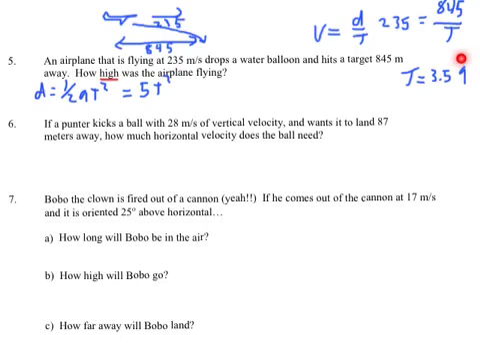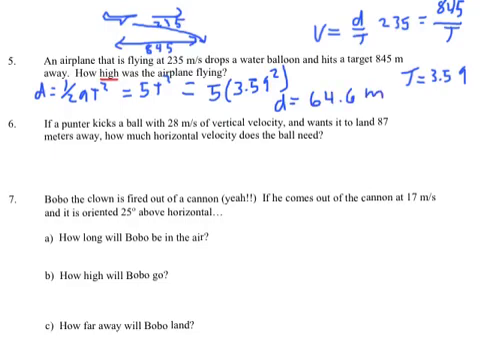I then take this time value, as I do in most of these ballistics problems, and put it over here. So what I end up with is the distance is actually going to equal 5 times 3.59 squared, and therefore the vertical distance, the height of the airplane, is going to be 64.6 meters.